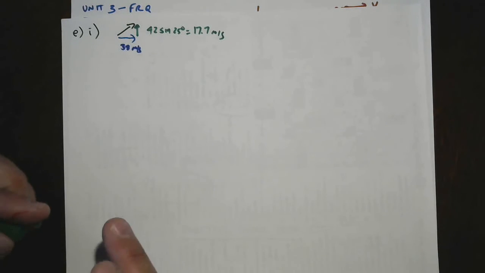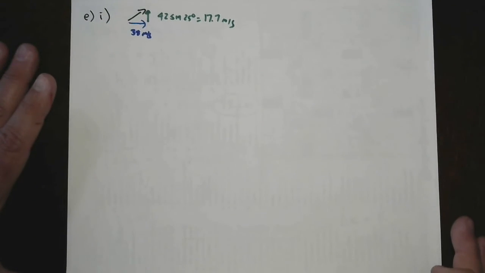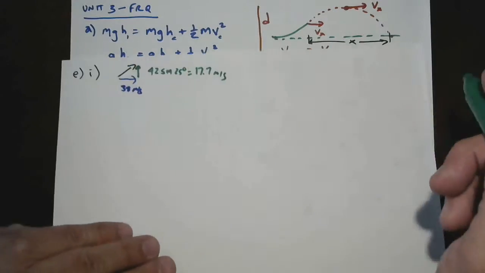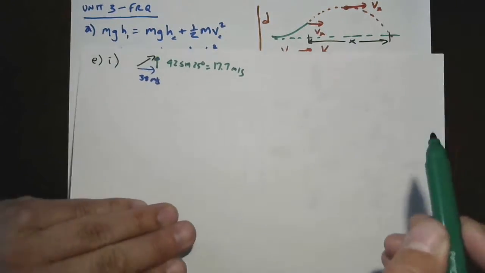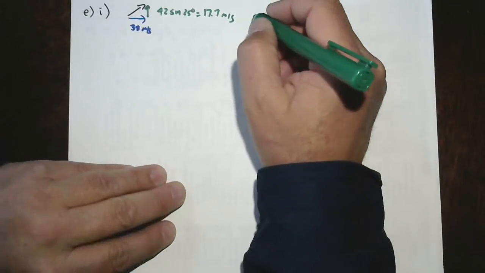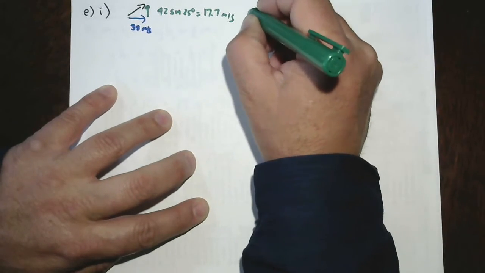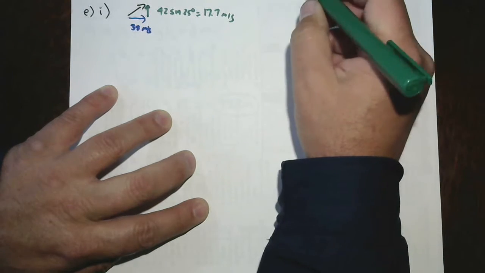Now look, if you had a special range formula written down, you might be tempted to use it, but watch out, because that range formula is for when you're launching from the ground and landing on the ground. This is not launching from the ground. This is launching from someplace above the ground and landing on the ground. So it's best just to go ahead and solve this. We're going to use the y information to get our time, and then we're going to use that with the x information to find out how far it goes.